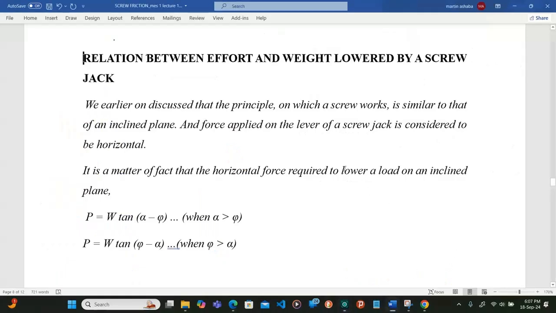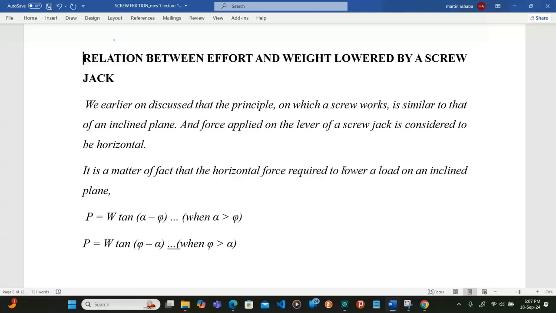Now, the relation between effort and weight lowered by a screw jack, we have to understand that as earlier discussed. With the effort and weight lifted by screw, we use the maximum force that is required to keep the body in equilibrium when it is just about to slide upwards on an inclined plane when this force is applied horizontally to the body.